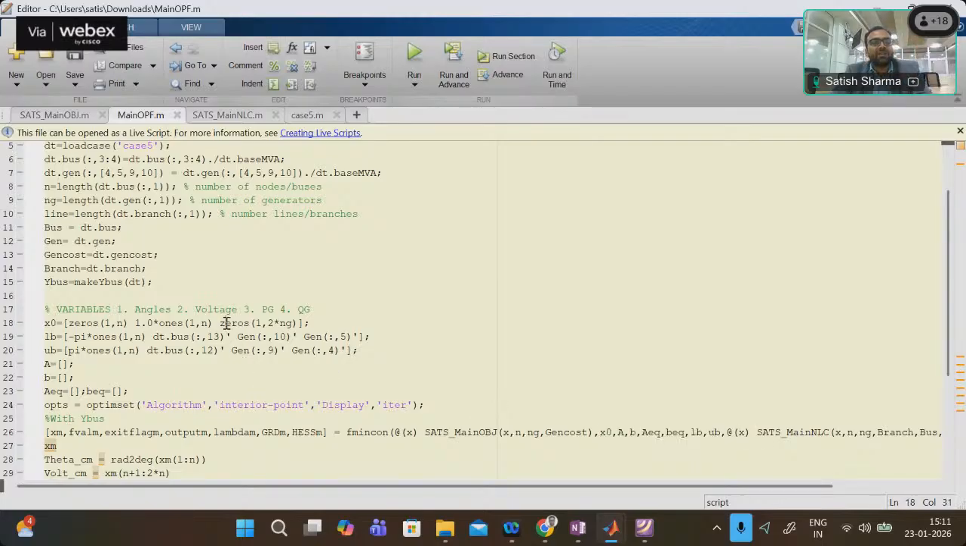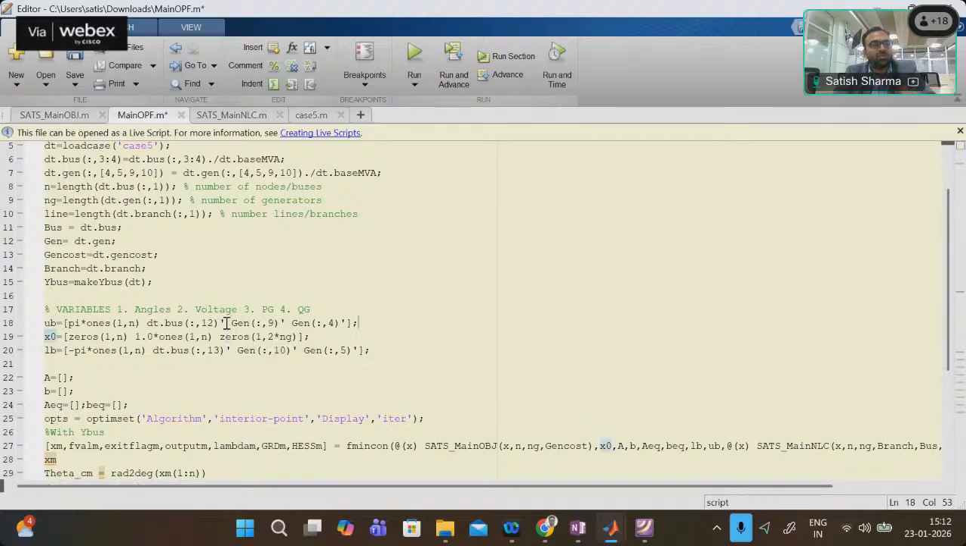First of all, generally I define ub above x naught, so that I can visualize that x naught is between lb and ub. x naught is our initial guess, and the initial guess should not violate the limits. It should be within the limits. That's why generally I define the upper bound, then the lower bound below, and x naught in between, so that I can see that everything is within the range, because I should not supply a wrong initial point.